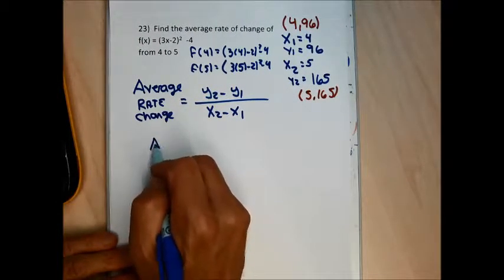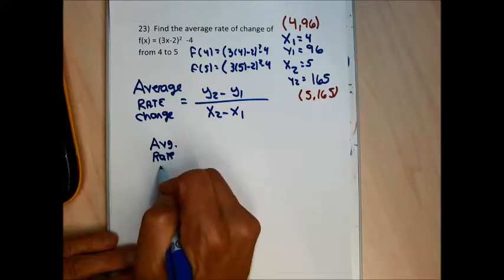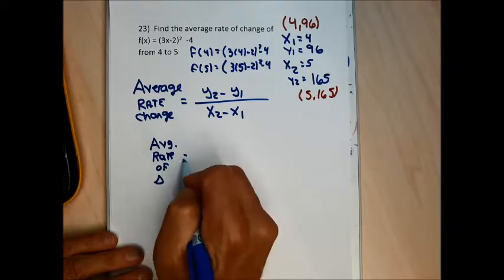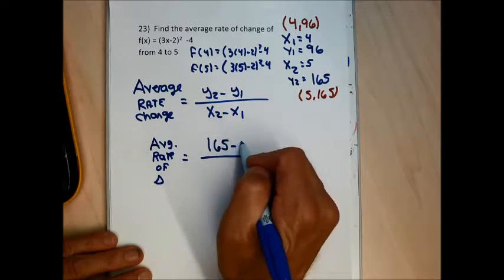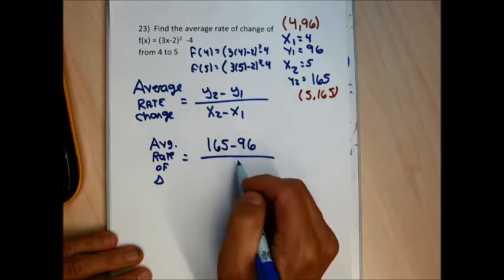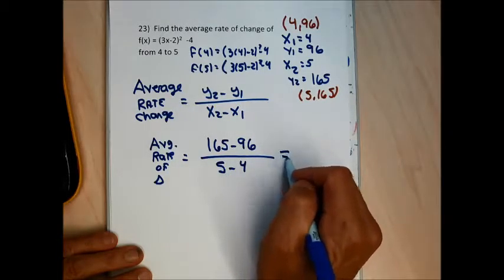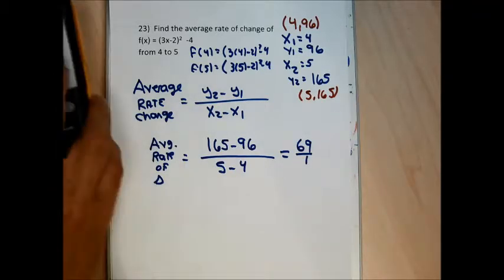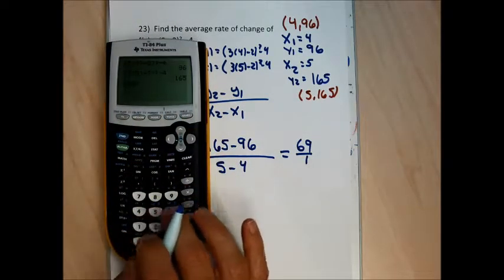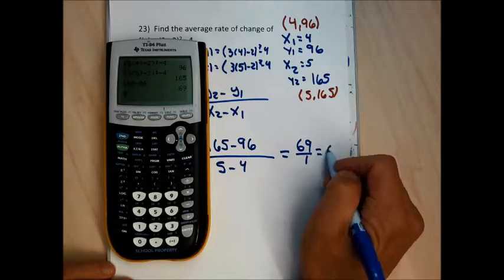I'll abbreviate this, average rate of, and do a triangle for change. It's going to be y2, which is 165, minus y1, which is 96, over x2, which is 5, minus x1, which is 4. I think this comes out to be 69 over 1. The 1 I know for sure. Let me do 165 minus 96. That is 69 over 1, which is 69.